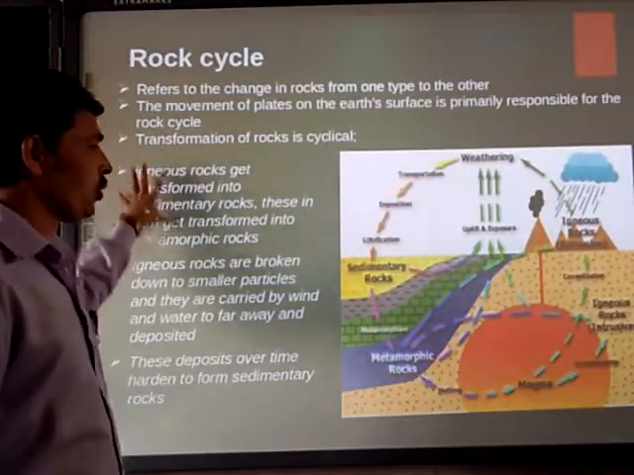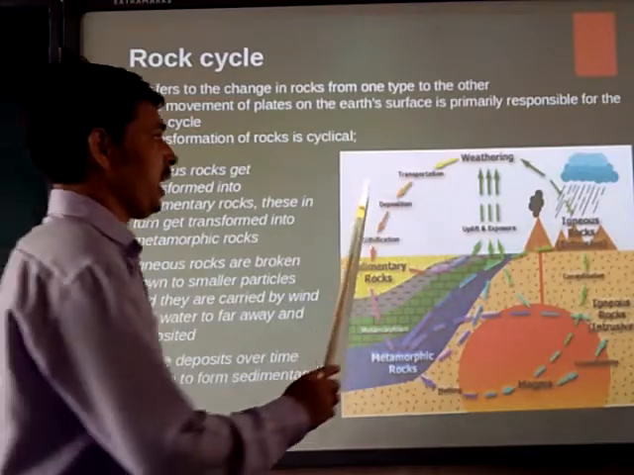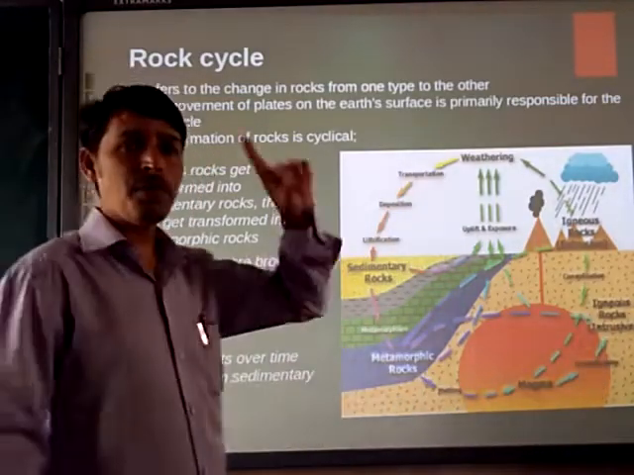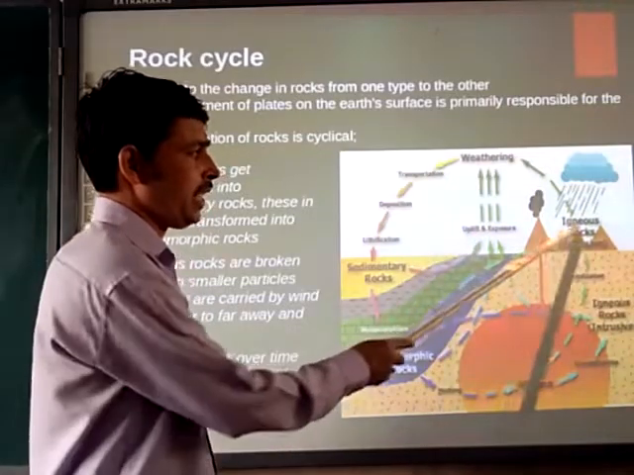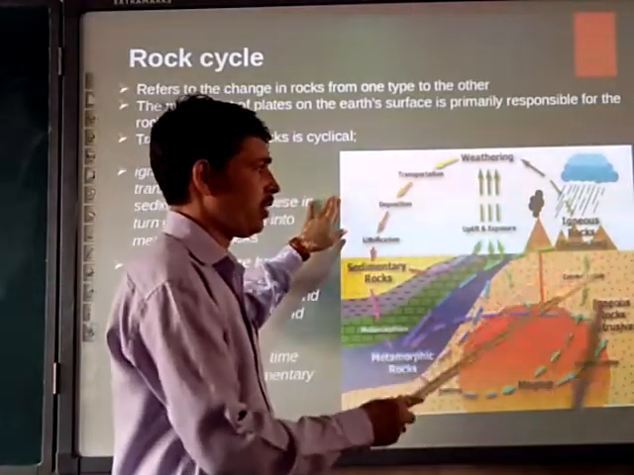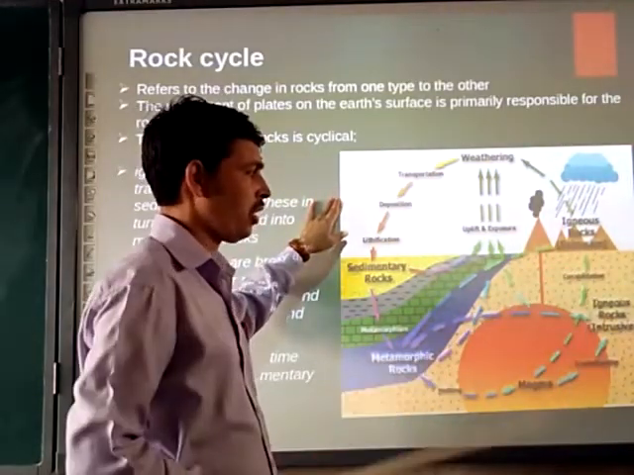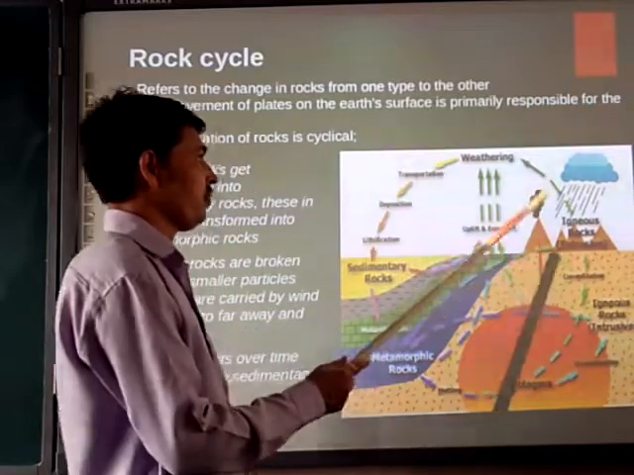Next, let's look at this one: the rock cycle. In this diagram, as I talked about weathering first, weathering. So weathering, igneous rock here. Please see carefully: igneous rock, extrusive igneous rock. This magma is coming here from the crater, coming out.